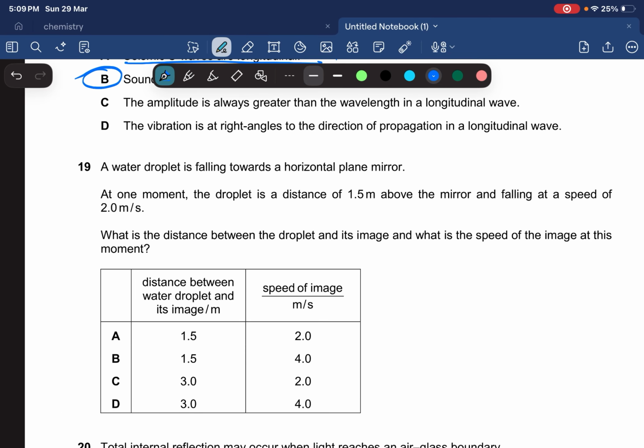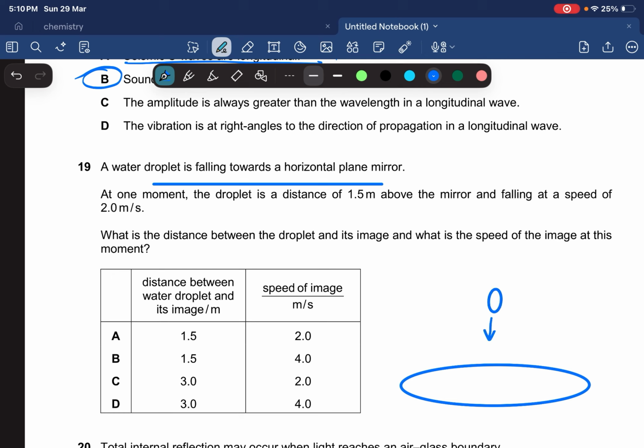A water droplet is falling towards a horizontal plane mirror. So we have a horizontal plane mirror, something like this, I guess. And then a water drop is falling towards it. At one moment, the drop is at a distance of 1.5 meters above the mirror and falling at a speed of 2 meters per second. What is the distance between the drop and its image, and what is the speed of the image at this moment?